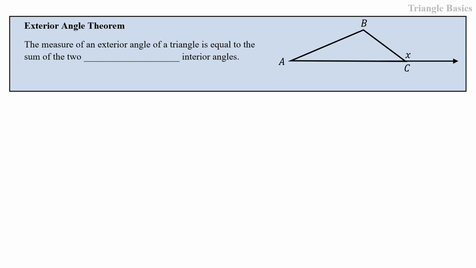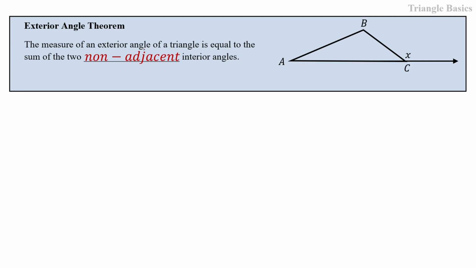Okay, so here is the last theorem. The exterior angle theorem says that the measure of an exterior angle of a triangle is equal to the sum of the two non-adjacent interior angles. Now, if you remember, adjacent means kind of next to. So non-adjacent is not next to it.